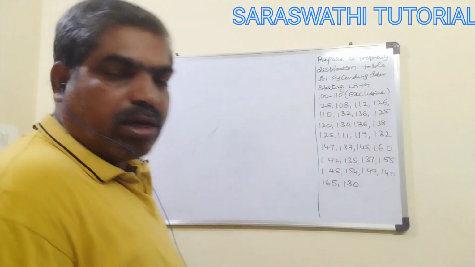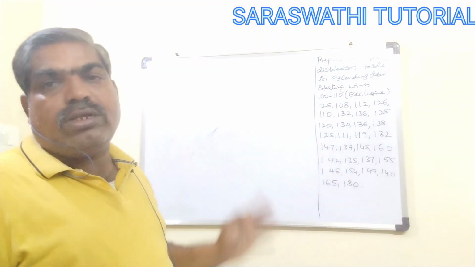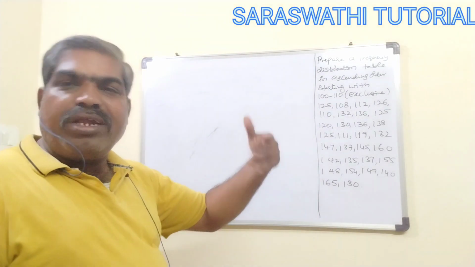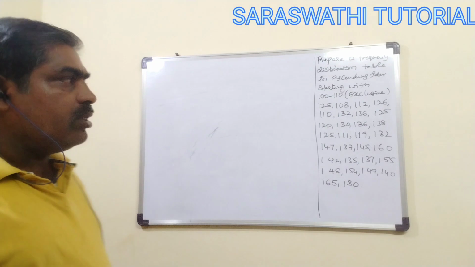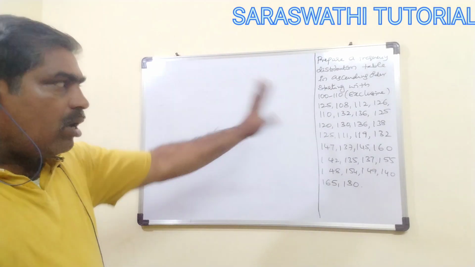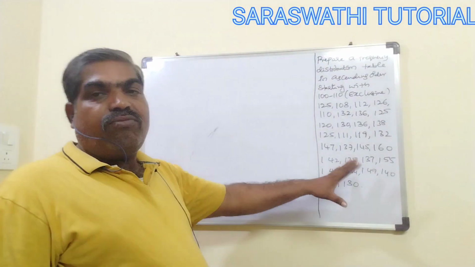Whatever textbooks you take, the calculation part will be the same, but the observations are different. I'll explain this one, you try in the various textbooks. Okay, note down this question. But how to calculate the frequencies?